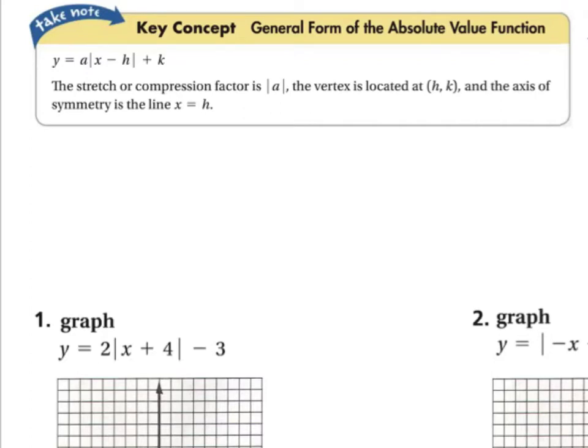The key thing here, and we've already done it twice now, is that your vertex is located at (h, k). The axis of symmetry is the vertical line that passes through your vertex. That's located at x equals h. Vertical lines always have the equation x equals whatever the x-intercept is. So it's always going to be x equals your h value, or whatever the x-coordinate of your vertex is.